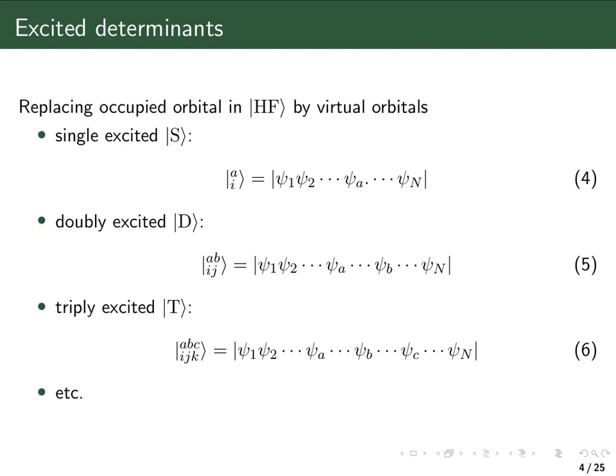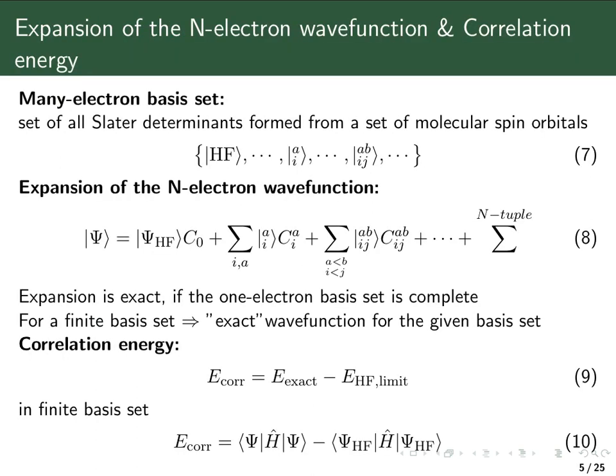Of course, we can do that not only once, we can do it twice. So here we have two different occupied orbitals, i and j, which we have replaced by two virtual orbitals, a and b, and we can do it 3 times, etc., etc. And we can do it actually up to n times, because for an n-electron system, we have n spin orbitals in any Slater determinant. Now, what can we use these extra Slater determinants for? Well, all these Slater determinants which we can form from a set of spin orbitals.